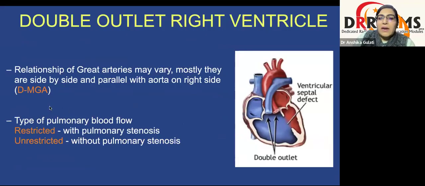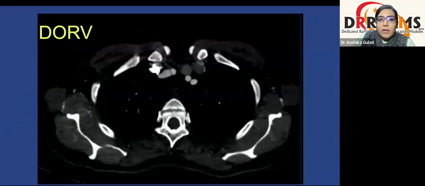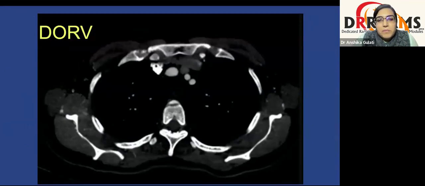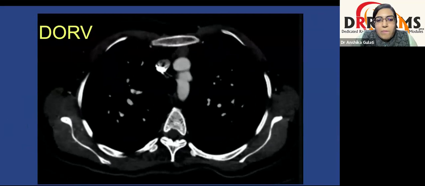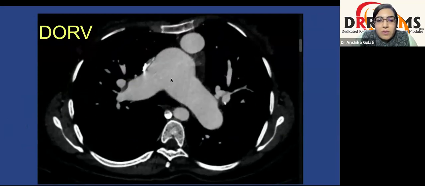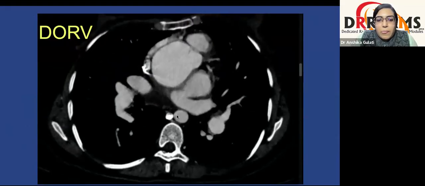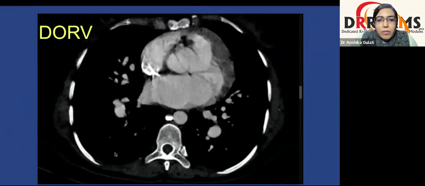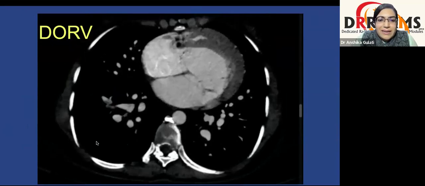The final thing that we have to mention in cases of DORV is about the pulmonary stenosis, if the pulmonary blood flow is restricted or it is unrestricted. We'll see a case. And again, we'll follow the segmental approach that we have learned so far. The 6-step approach. First step is to look at the situs.